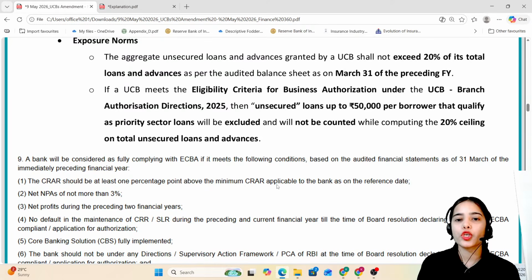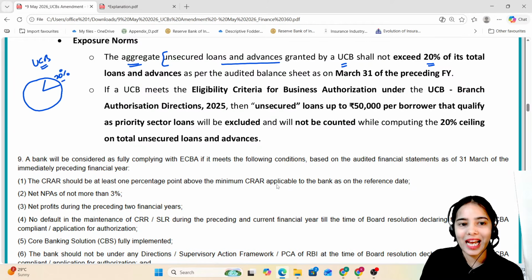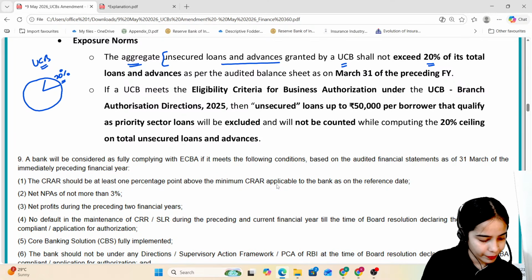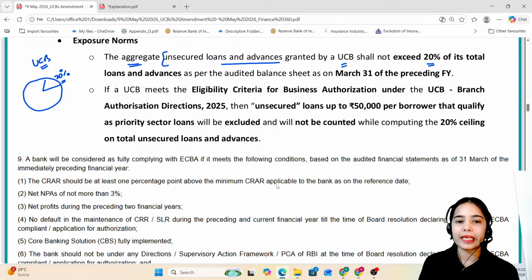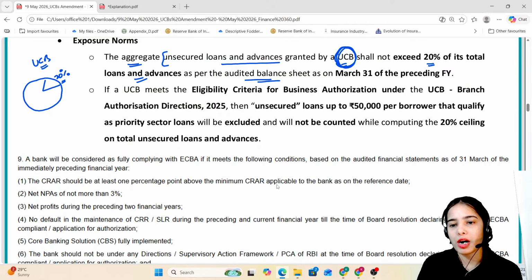Okay, now exposure norms. The aggregate unsecured loans and advances, the total unsecured loans and advances that can be provided by an urban cooperative bank, shall not exceed 20% of its total loans and advances. So out of the total loans and advances that an urban cooperative bank is providing, only 20% can be unsecured loans and advances, as per the audited balance sheet as on March 31st of the preceding financial year. Okay, so this is the basic idea.